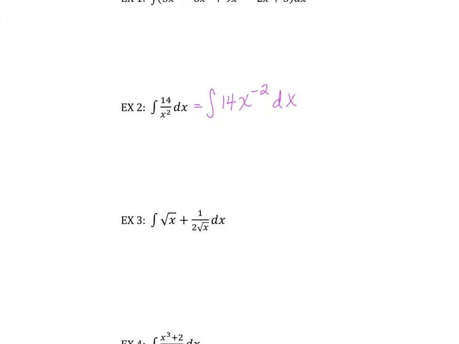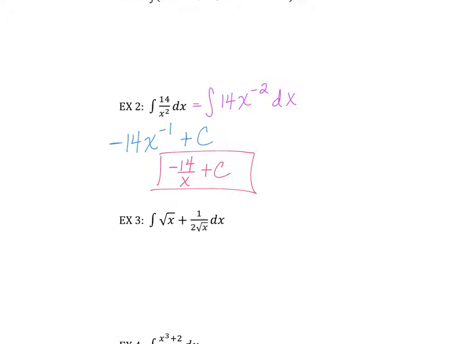Now I've done that, so I can do the power rule, increase the power by 1. Now be careful, when I increase, remember the formula is plus 1. So that would be x to the negative 1, divide by the new power, so that would be 14 over negative 1, which is negative 14, plus c. And as we've talked about, they're probably not going to leave the negative exponents in the multiple choice answers. So I would write that as negative 14 over x plus c. And this is my antiderivative, or my integral.